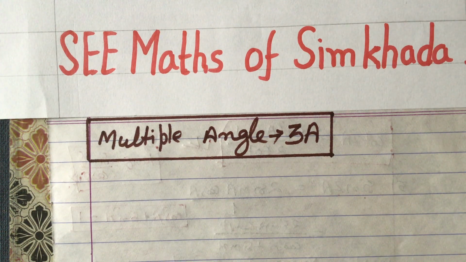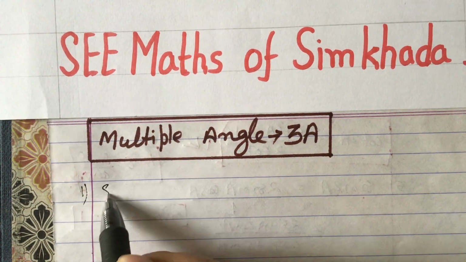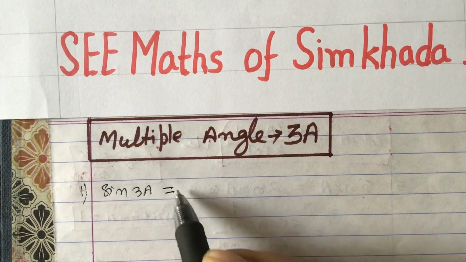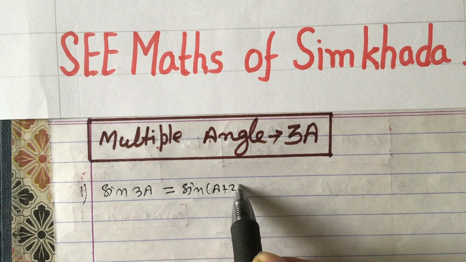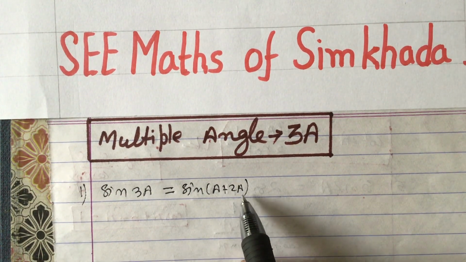Now I am going to show you how the formula of 3A will come. Let us begin from sin 3A. First of all, we'll start from sin 3A. Sin 3A can be written as sin of A plus 2A, or you can write 2A plus A also. Any one you can write.